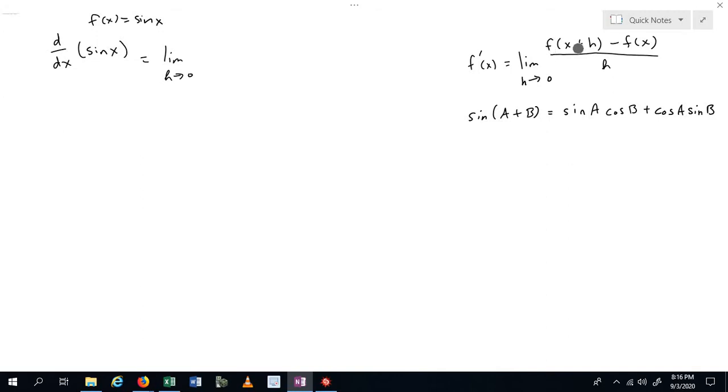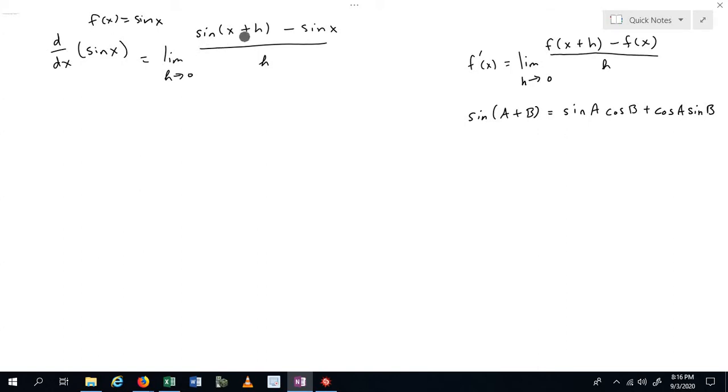So we need f evaluated at x plus h. Of course, when you evaluate this function at x plus h, you just get sine of x plus h minus f of x, which is just sine of x. And then we're going to take the limit of this as h goes to 0.